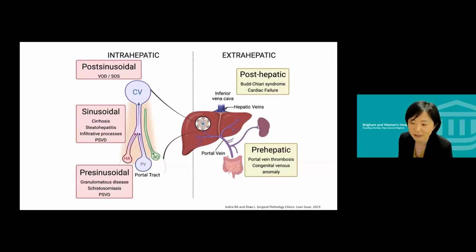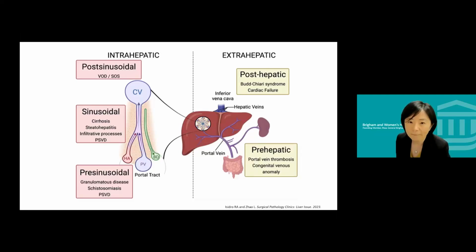Infiltrative process, such as amyloidosis or infiltrative tumor, can also lead to portal hypertension. And once we go into the post-sinusoidal segment of the portal vein, the most common cause for increased portal hypertension, including VOD, the preferred term would be sinusoidal obstruction syndrome.